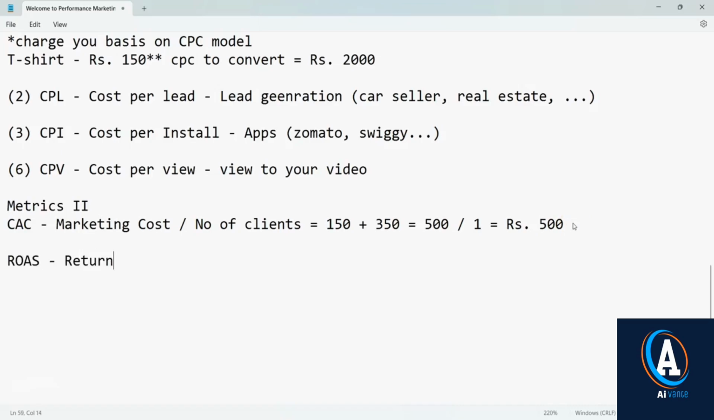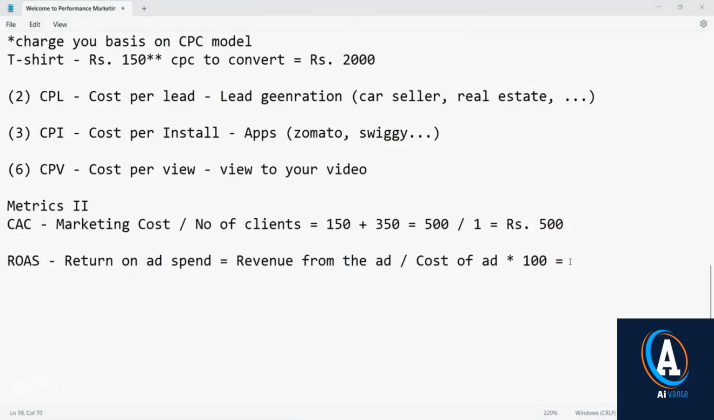The other metric which I want to speak about is known as ROAS. ROAS is return on ad spend. It is a very simple formula. It is how much revenue you are able to get from the ad divided by the cost of running the ad, right? And you can multiply this by 100, so you can get a percentage of this.